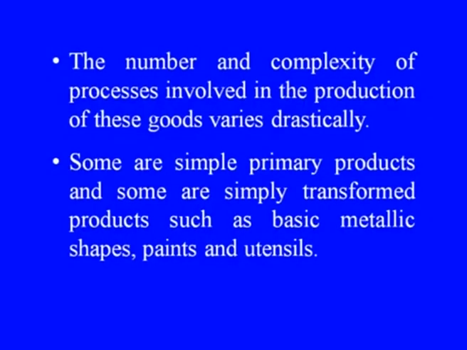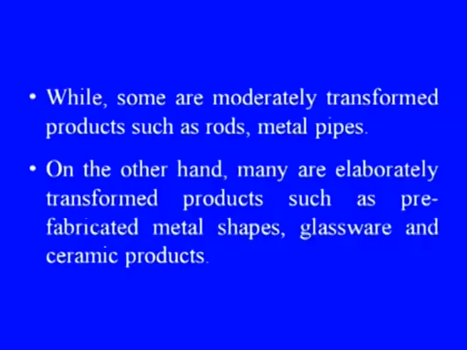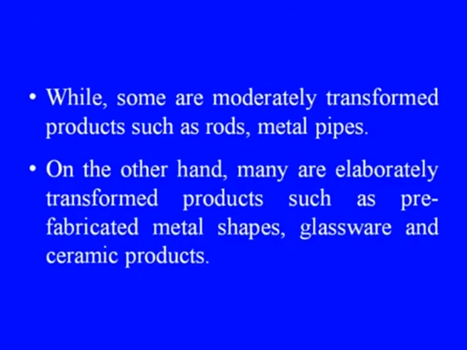Some are simple primary products and some are simply transformed products such as basic metallic safes, paints and utensils, while some are moderately transformed products such as rods, metal pipes, etc. On the other hand, many are elaborately transformed products such as prefabricated metal safes, glassware and ceramic products.